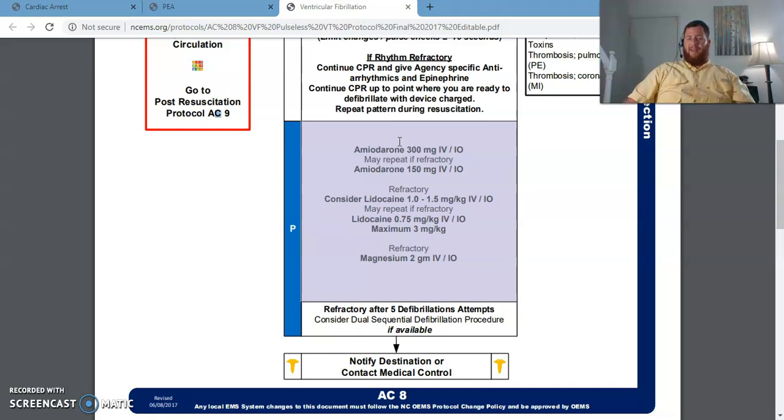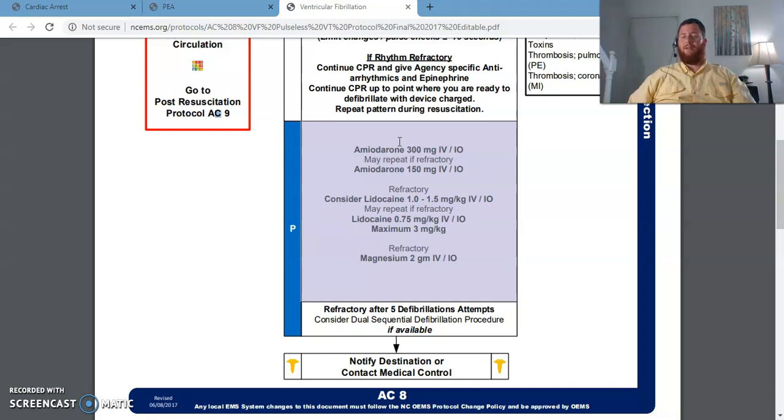If it's lidocaine, then our dose is 1 to 1.5 mg per kg. And we're also going to do this the same as we would with amiodarone. We're going to do it with our epinephrine. So 1 to 1.5 mg per kg, IV/IO.